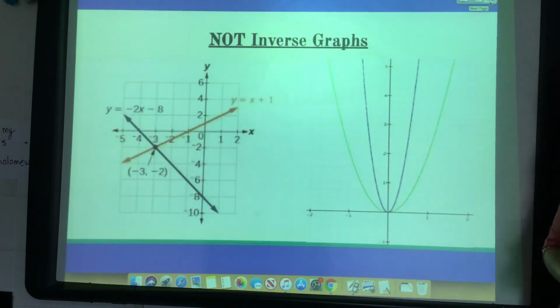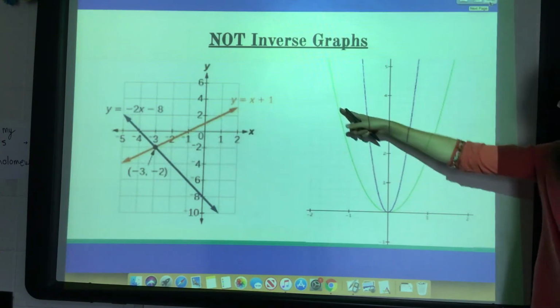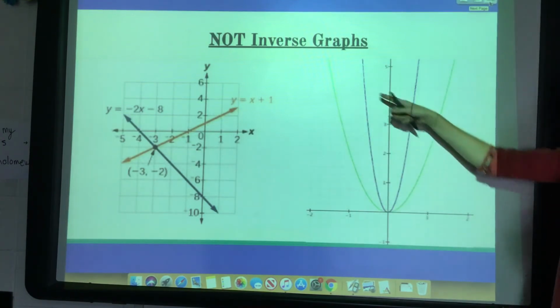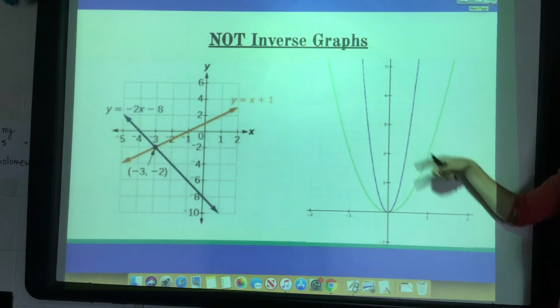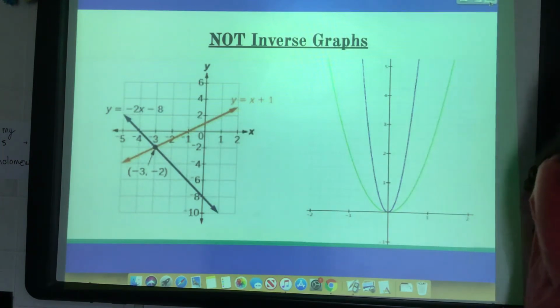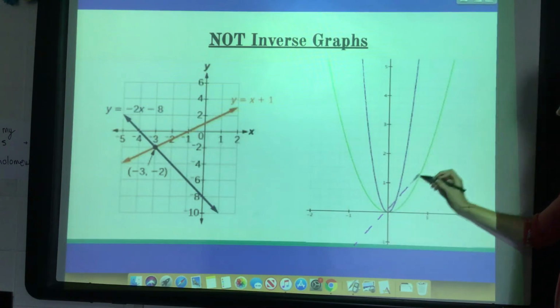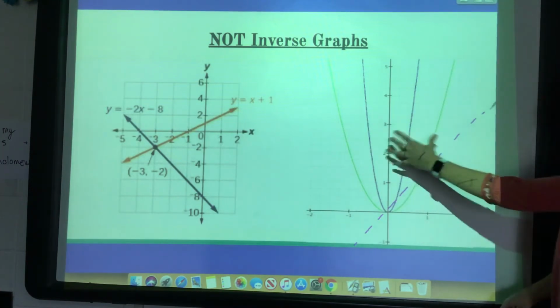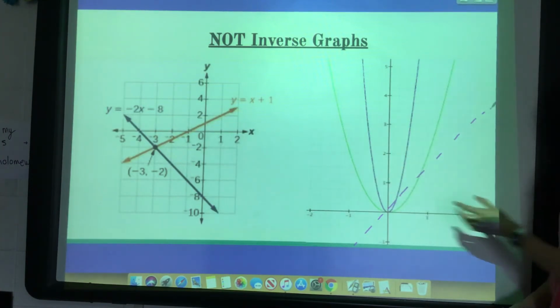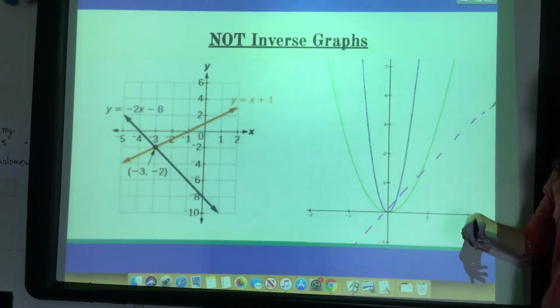These are not inverses. For example, you see how there's a big parabola here and a smaller parabola here? Those are both parabolas, but it doesn't mean they're inverses. They would have to be a reflection across the line y equals x. I would have to take this parabola and basically flip it over here. So those are not inverses.